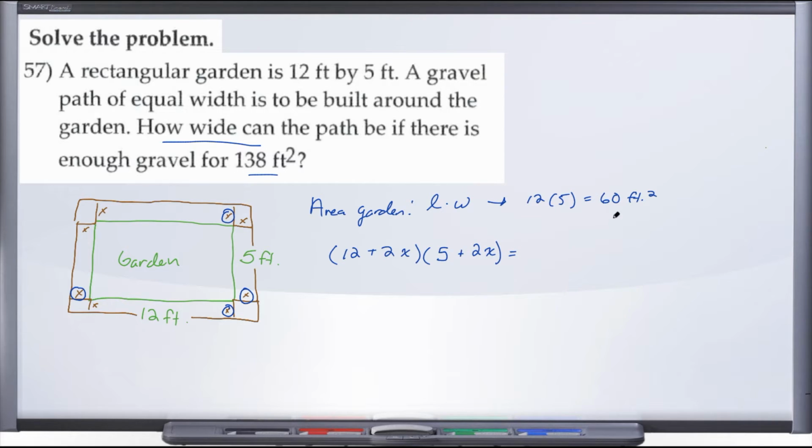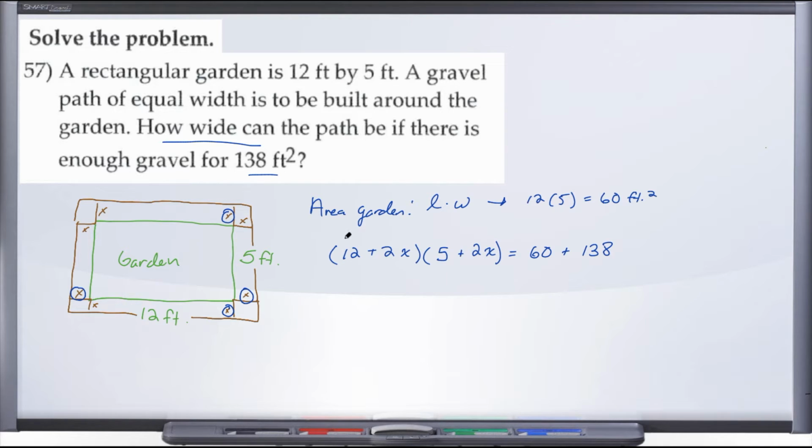Equals, well, now 60, and that comes from the area of just the garden, plus 138, which is the total area of the path. And now we have ourselves an equation where we can hopefully solve for x, which is going to tell us just how wide this path is. So, knowing what we know from previous videos, let's try to get all of our terms on one side of the equation and set the equation equal to 0.